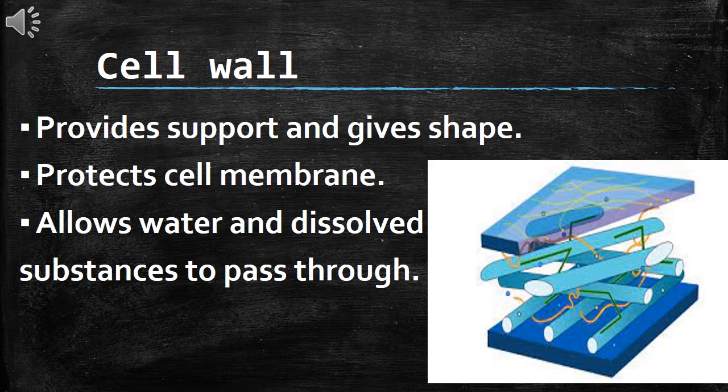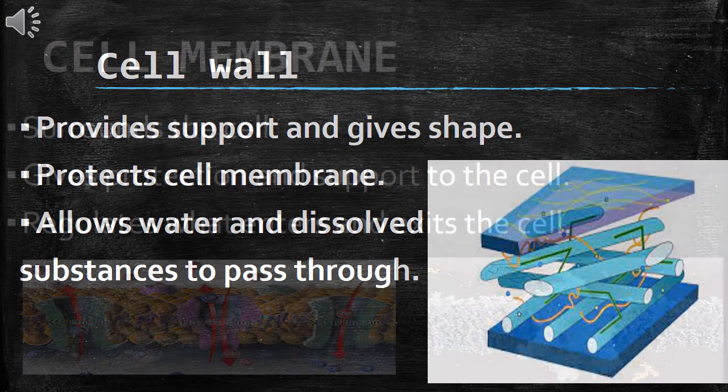Fungi cell wall is made up of chitin, a derivative of glucose. Plant cell wall is made up of cellulose and it provides structural support and prevents desiccation. Some prokaryotic organisms such as bacteria also contain cell wall. However, they are chemically different from the cell wall found in plants and fungi. The prokaryotic cell walls are composed of large polymers known as peptidoglycans.